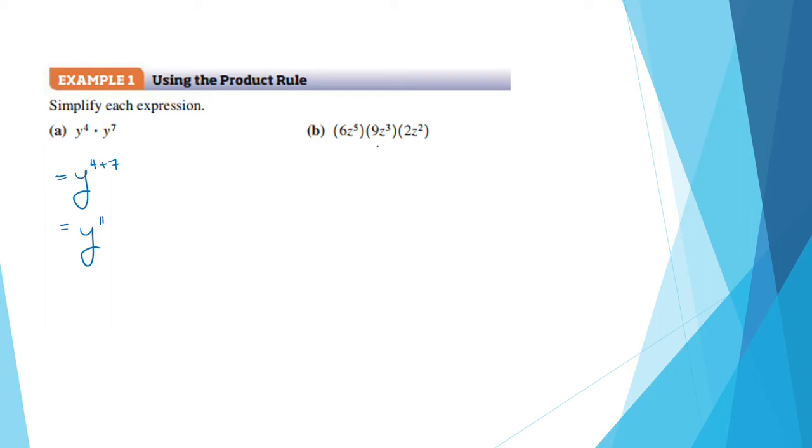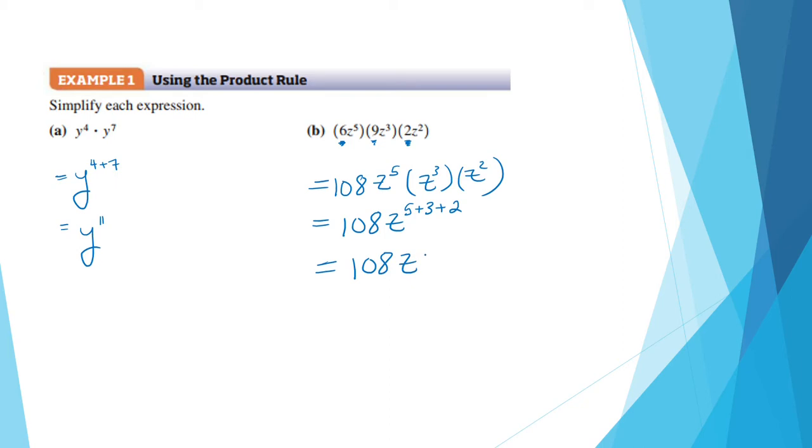For part B, we're going to have to multiply the numbers in the front first to each other, and that gives me 108 z to the 5th times z cubed times z squared. Now we're going to use our product rule. There are multiple z's that we need to multiply together, so that's z to the 5th plus 3rd plus 2nd. So we're going to have to add this to get our new exponent. This is equivalent to 108z to the 10th power.